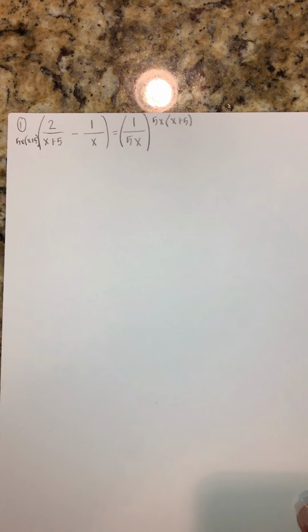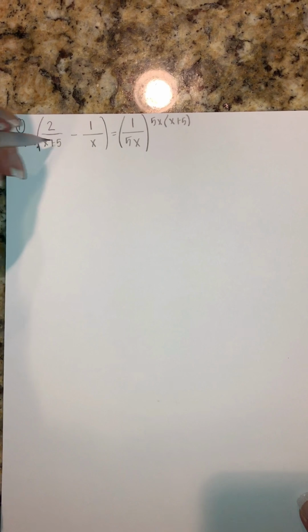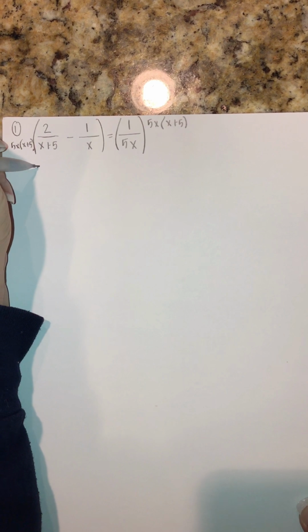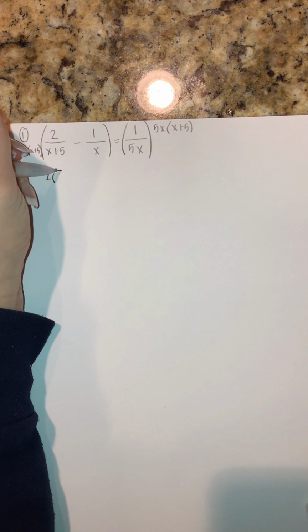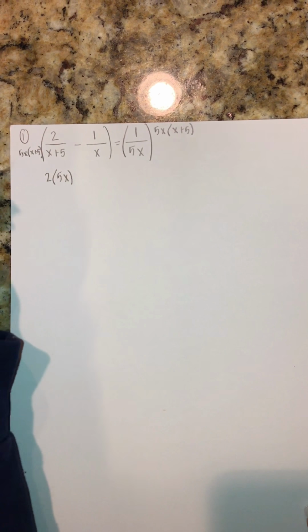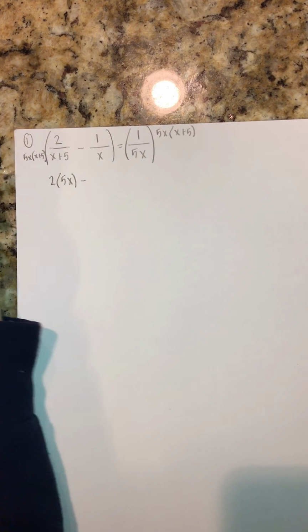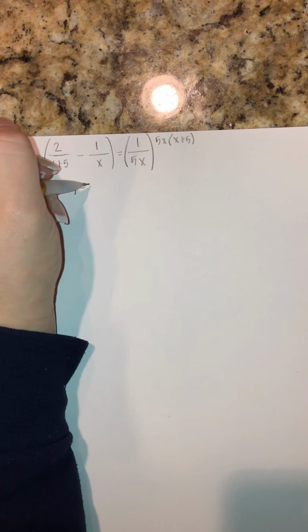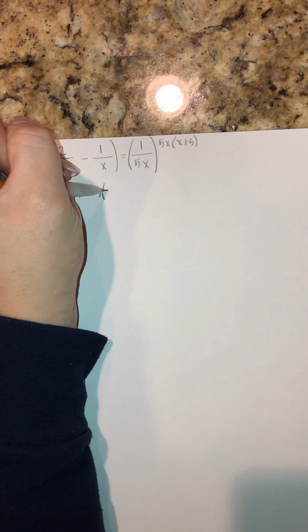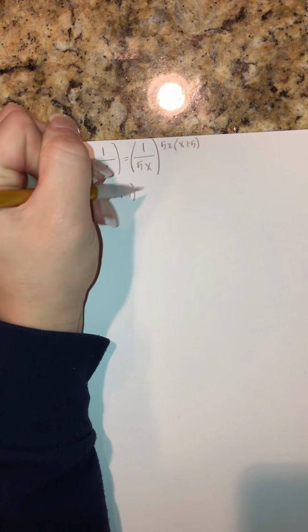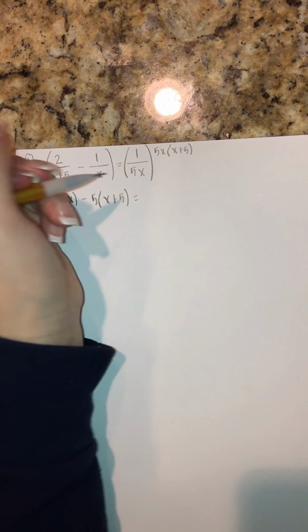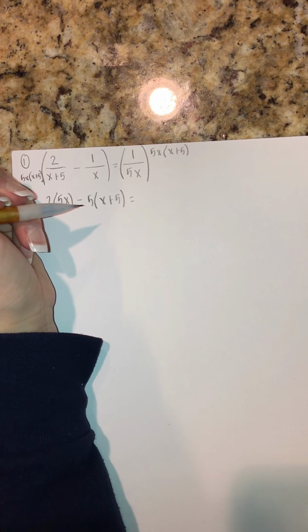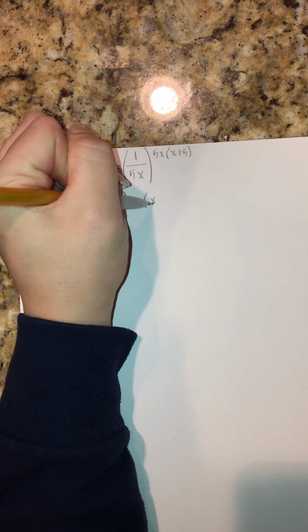Then you multiply everything by that common denominator, so the x plus 5 would cancel out. So this would just be 2 multiplying by the 5x. This one, the x would cancel out, so it would be 5 multiplied by x plus 5 equaling the 5x would cancel out, so you would just multiply x plus 5.